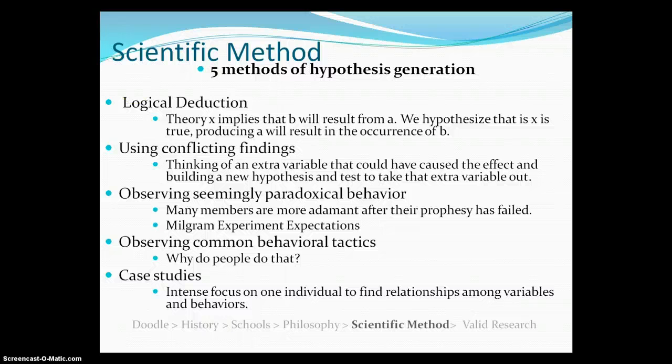Using conflicting findings is a common method of hypothesis generation. Oftentimes there are extra variables that could cause an effect that we see in our results, and we need to build a new hypothesis and test those new variables, or control for those new variables.